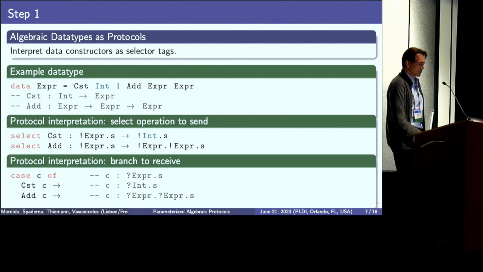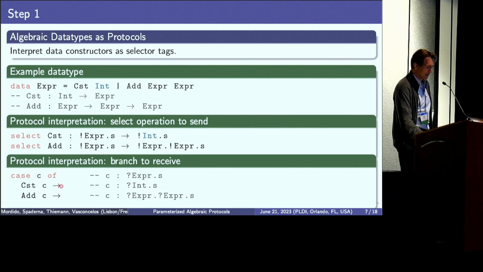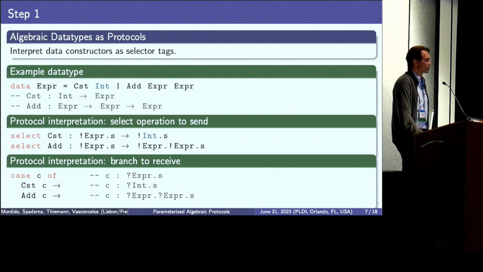If we go to the receiving end, things just swap around in a dual way. So a question mark expression is a channel that's ready to receive an expression. On that, we can apply the case operator, so that receives a command and deciphers it. If we get a const, then all that remains to do is to receive the payload, the integer. If we receive an add, we know we have to receive 2 more expressions from that.